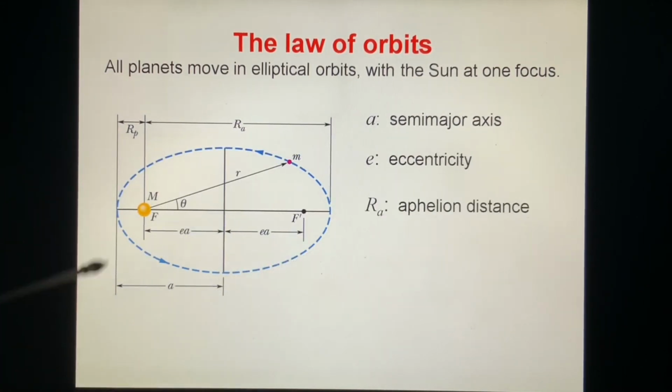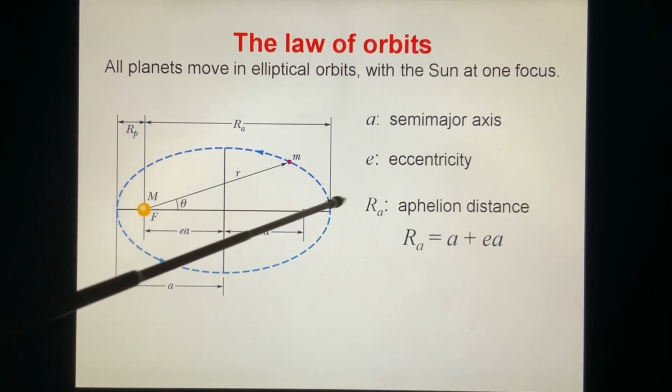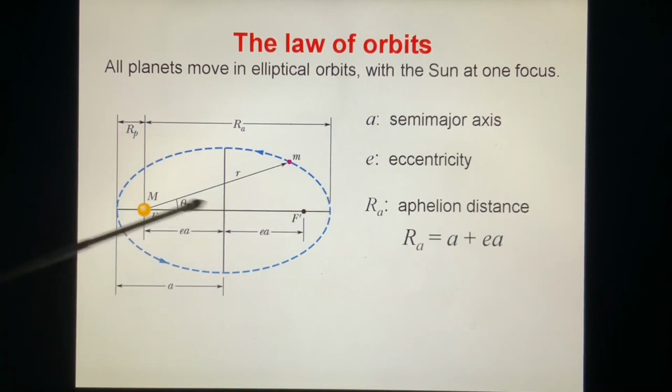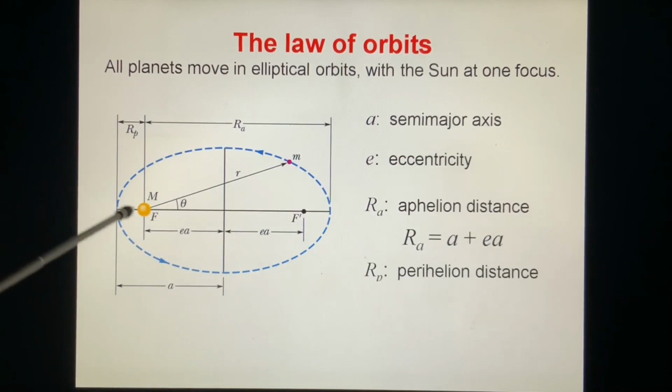Aphelion distance is a plus c, where c equals ea. Perihelion distance equals a minus ea.